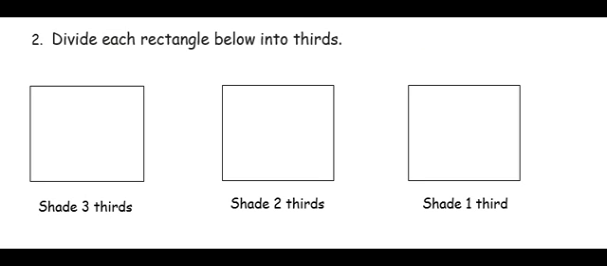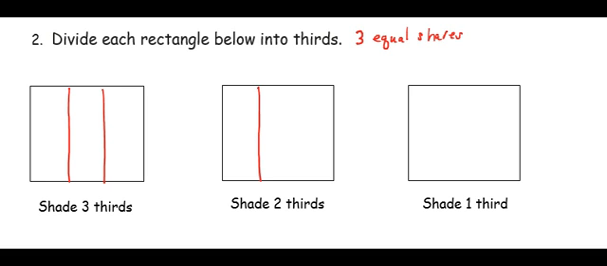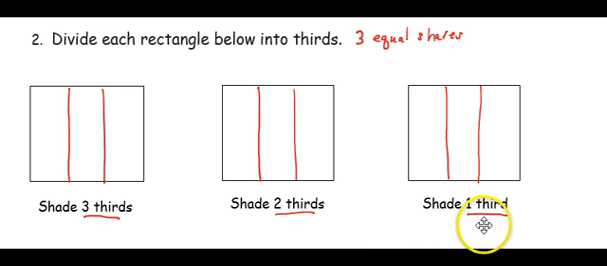The next section says to first divide each rectangle below into thirds. Well, if we're talking about thirds, that would be 3 equal shares. So I'm going to start by making my thirds in each rectangle. So I'll just kind of estimate to divide each of those into 3 equal pieces. Now I'm going to go back through and shade in 3/3 in the first rectangle, 2/3 in the second rectangle, and 1/3 in the third rectangle.